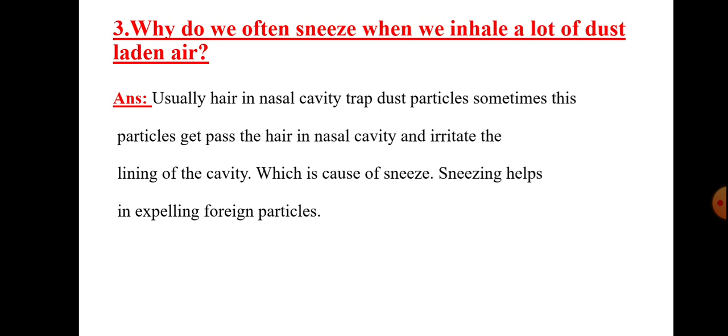The answer again: Usually hair in the nasal cavity traps dust particles. Sometimes these particles get past the hair in the nasal cavity and irritate the lining of the cavity, which is the cause of a sneeze. Sneezing helps in expelling foreign particles.